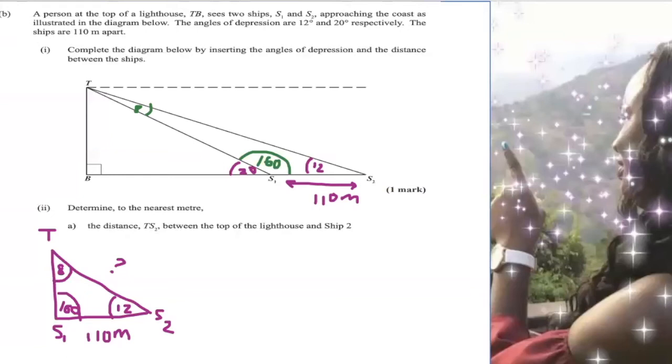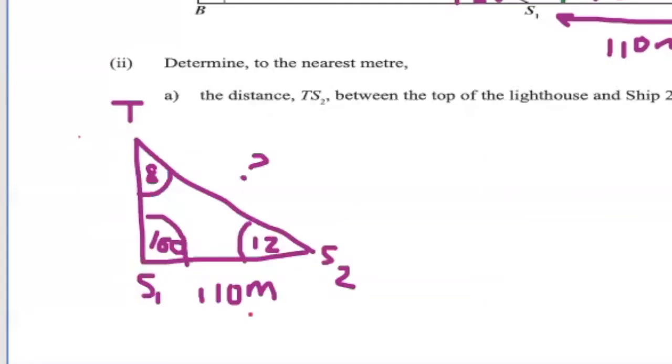Now we can label this diagram. Capital T, the angle 8, is facing the side, so that's side T. This will be side S1 since it's facing the angle S1. And this will be side S2, the angle facing S2.